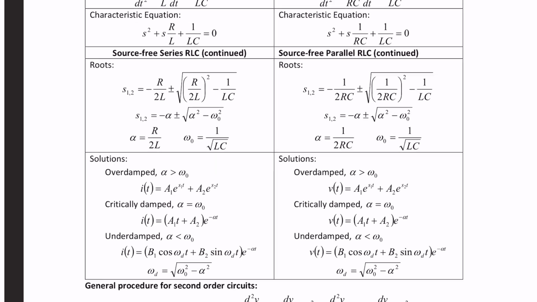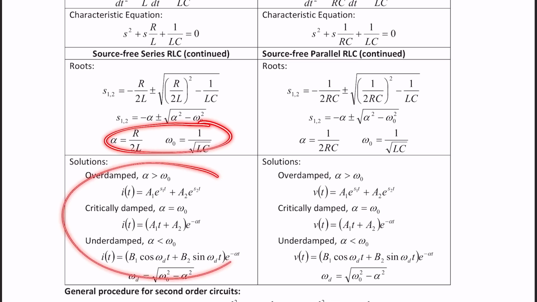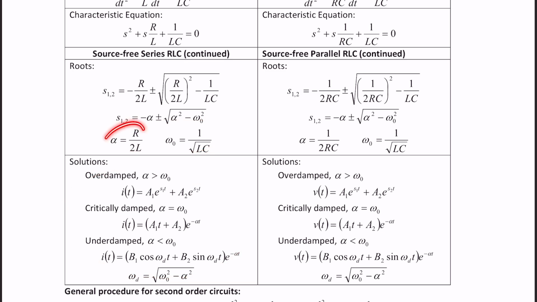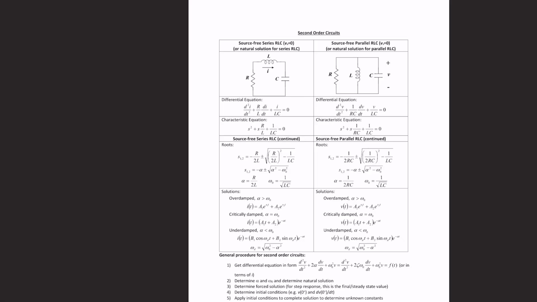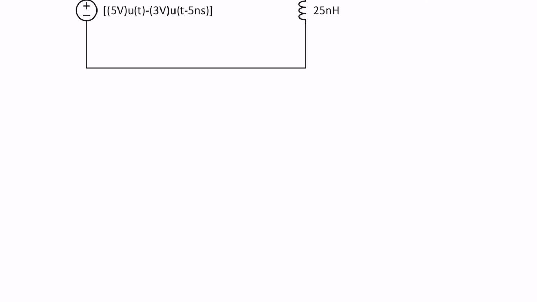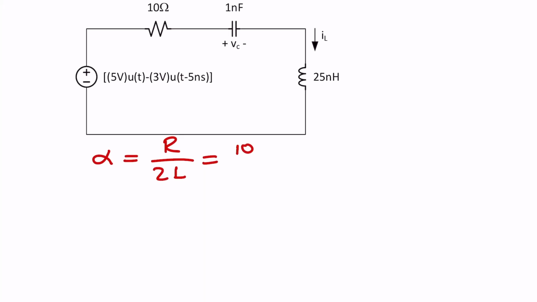So what we can actually just do is use these equations. For alpha and omega, we just need these two, right? So let's just plug into those. Pretty straightforward. It's just, can you use your calculator, right? So alpha, according to our cheat sheet, was equal to R over 2L, right? Which is equal to, what's our resistance? 10 ohms over 2 times 25 nano. What is this equal to?